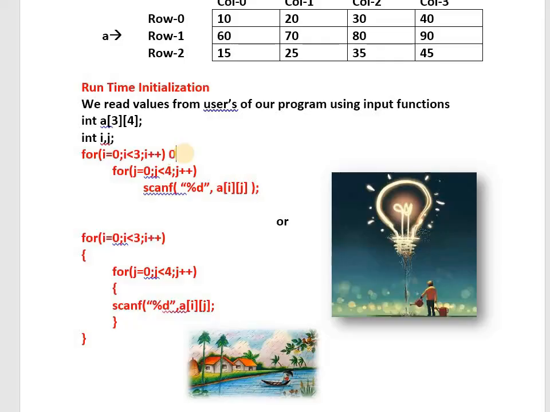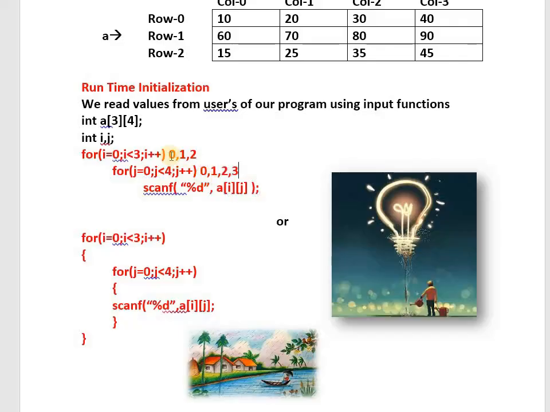Outer loop, first time 0. 0 less than 3, yes. 1 less than 3, yes. 2 less than 3, yes. 3 less than 3, no. The outer loop will give us 0, 1, 2. Inner loop, see here. 0 less than 4, yes. 1, yes. 2, yes. 3, yes.